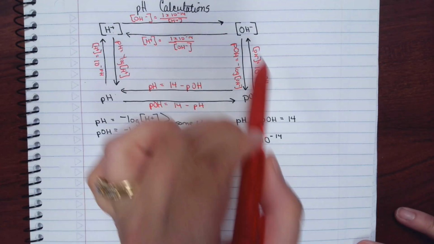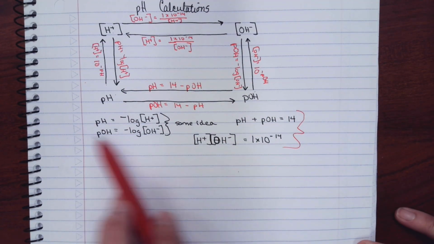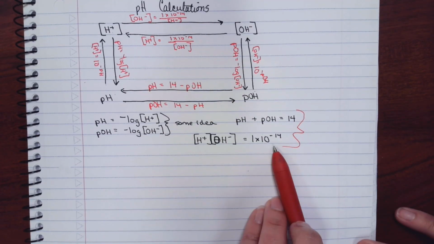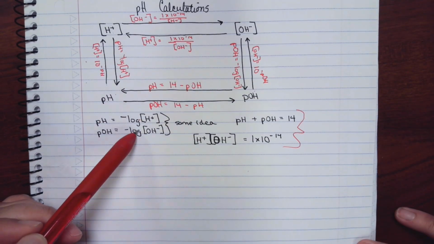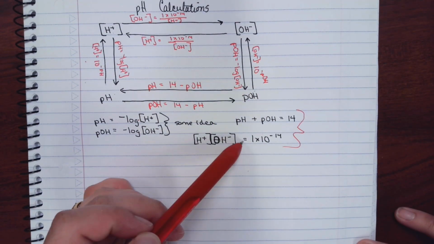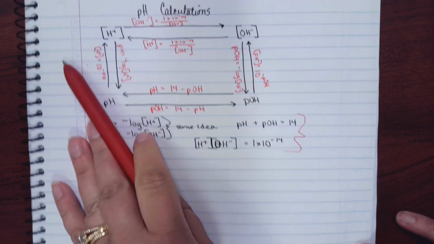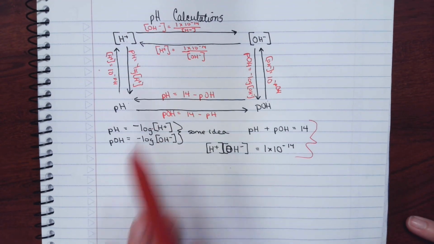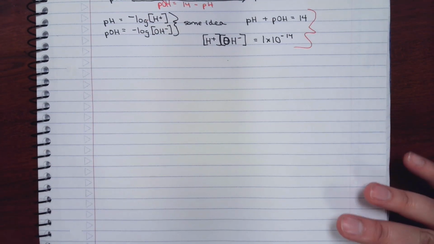So all of these little equations in red are all derivatives of these four equations right here. So this equation gets us this one, this equation gets us these two, and then this equation gets us these two. So it's all sort of derivative of that. Okay? So let's just work a couple of problems together.